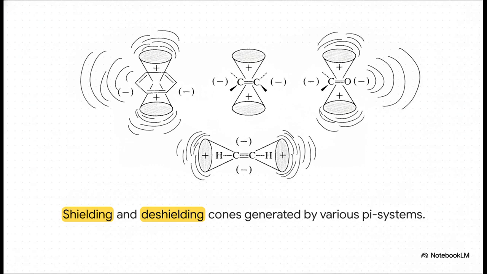Guide your eyes to the plus and minus zones on these diagrams. The plus zones are these conical areas where the secondary field directly opposes the main magnet. These are our shielding zones. But outside those cones, in the minus regions, the field lines loop back around and actually add to the applied magnetic field. These are the de-shielding zones. Ultimately, whether a proton is shielded or de-shielded entirely depends on where it physically sits, its real estate, in 3D space around that pi system.